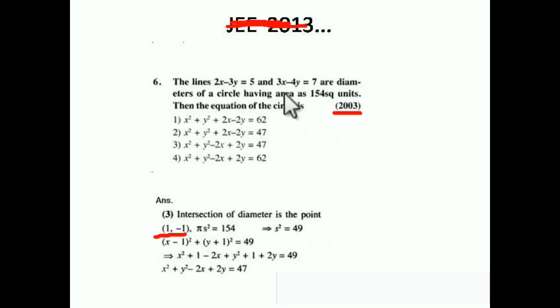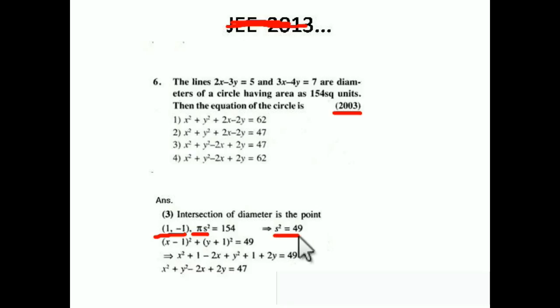And now I have the area, that is 154 square units. What is the area? Area is pi r square. It's 154. So pi is 22 by 7, so r square is equal to 49. So r is equal to 7.